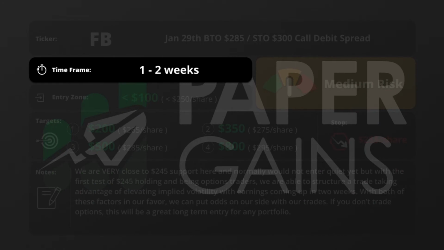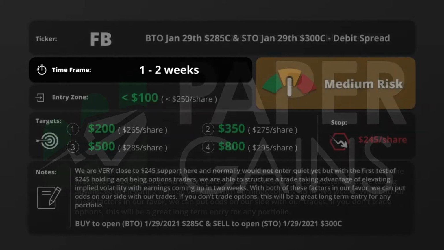Time frame is actually how long we believe the logic for this trade is going to be valid. So if you wanted to open the trade after we've posted it, as long as it's within this time frame, that's fine. It's also how long we believe that it should take to get to our profit targets. But for the most part, just keep in mind this time frame is really how long the logic for the trade is going to be valid.